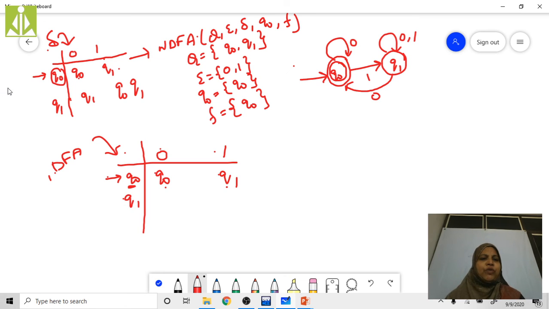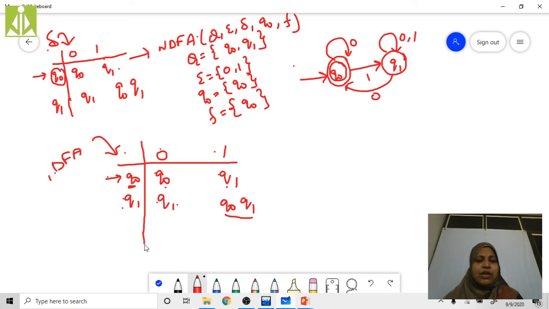Q1 on 0 is Q1. Q1 on 1 is Q0 Q1. Now my states are Q1 and Q0 Q1. Q1 is there in this column, so Q1 is not a new state. Now the next one is Q0 Q1. Here Q0 Q1 is a new state.